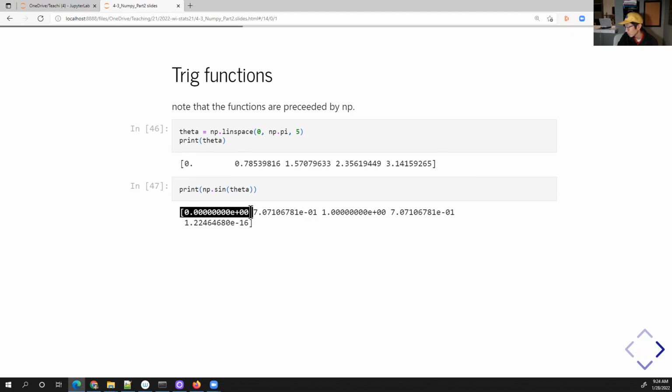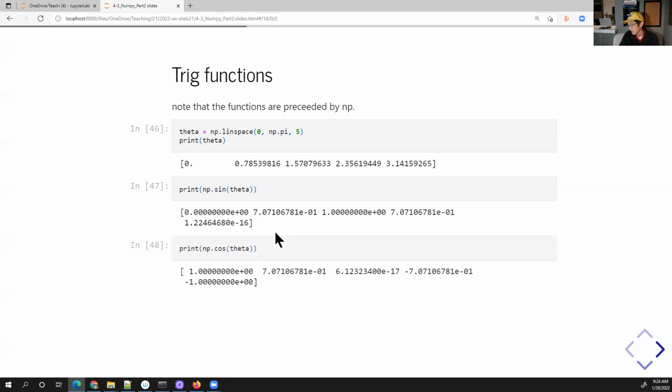So sine of 0 is 0. Sine of pi over 4 is root 2 over 2. Then you get 1, root 2 over 2, and this is pretty much 0. This is the floating point equivalent of 0. Anytime you see a floating point number where you're getting e to the negative 16, that's pretty much 0. It's just some kind of calculation thing. We couldn't quite get it down to 0 exactly, and that's what we have.